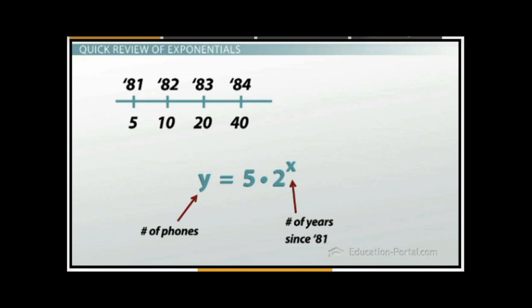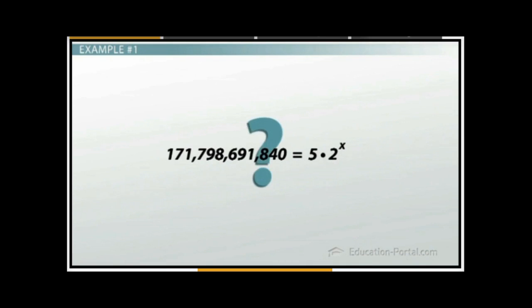And it allowed us to say things like 23 years after 1981, there were 41 or close to 42 million cell phones, simply by plugging in 23 for x and multiplying it out to figure out what y was. But what if, instead, I said that I was from the future, and in my world, there were over 171 billion cell phones? How far into the future am I from?